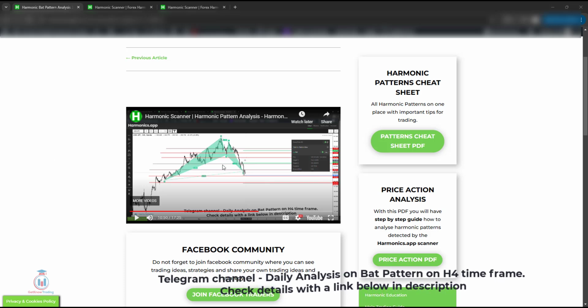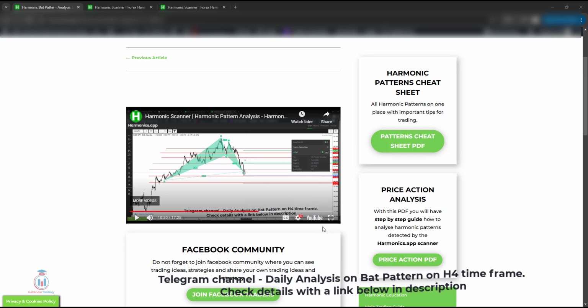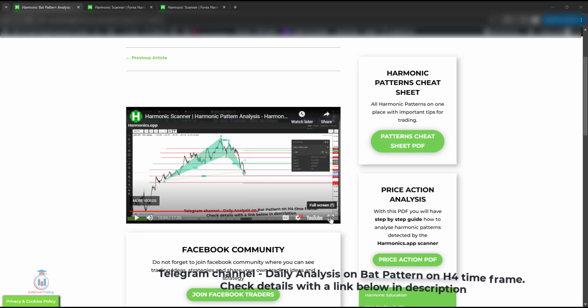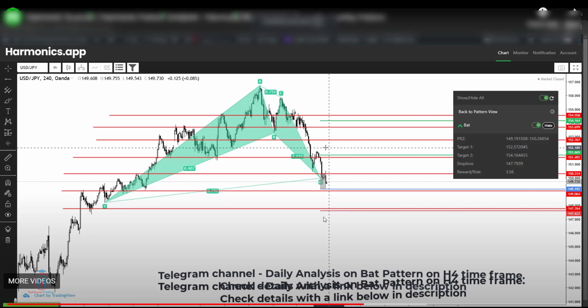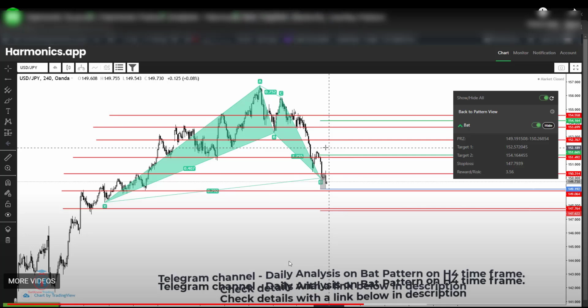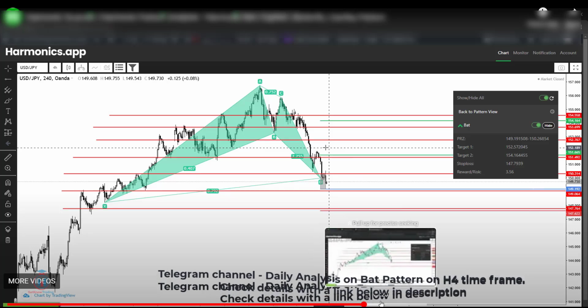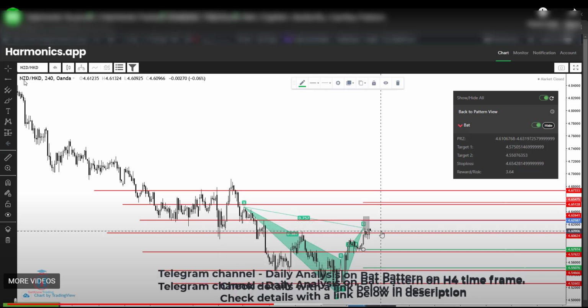In the last week's analysis, I mentioned two symbols on which bad patterns had formed. First one was, let's take a look here on the previous video, the US dollar against Japanese yen, and we'll see how the price has behaved. The second one was on the New Zealand dollar against HKD, on the 4-hour time frame, where we had a bearish bad pattern formed right here.